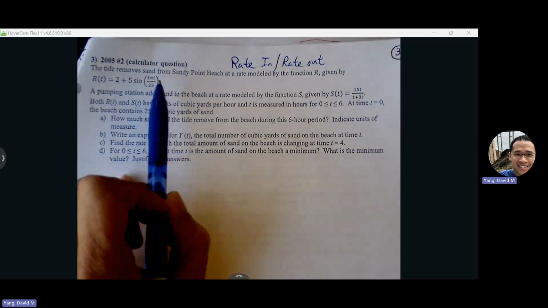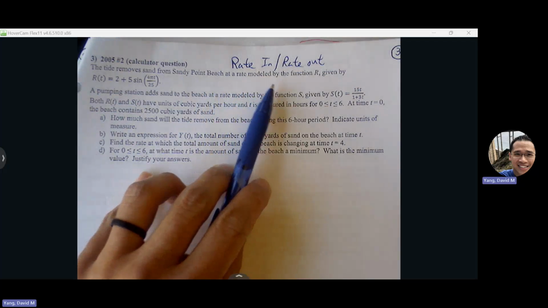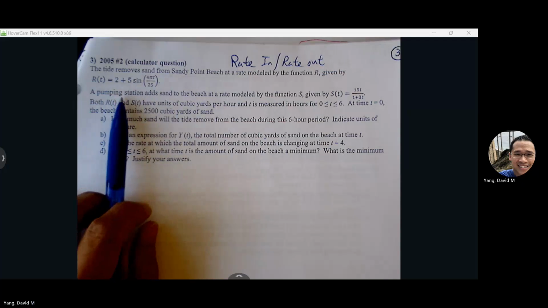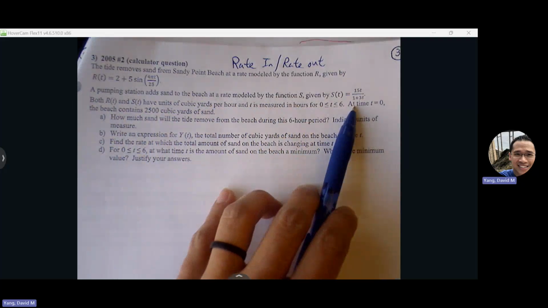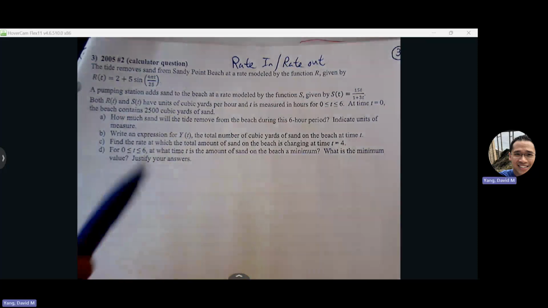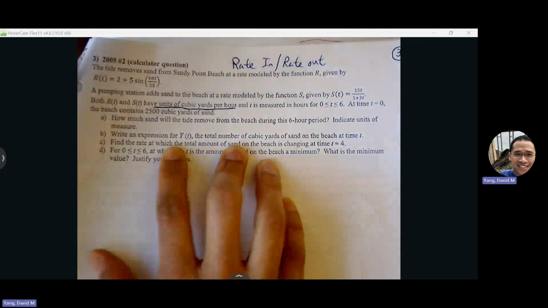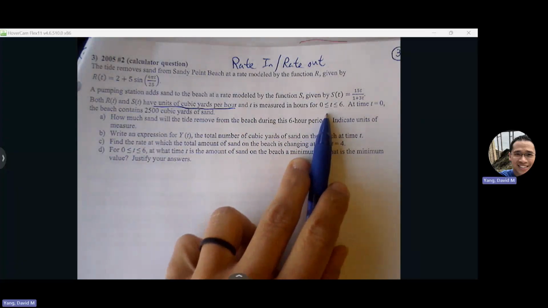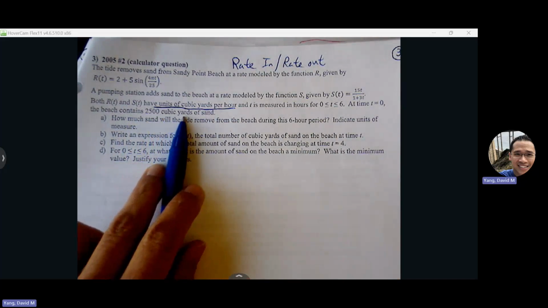The tide removes sand from Sandy Point Beach at a rate modeled by the function R, given by R of t. A pumping station adds sand to the beach at a rate modeled by S of t. Both R of t and S of t have units of cubic yards per hour. Right. And then t is measured in hours between 0 and 6. At time t equals 0, the beach contains 2,500 cubic yards of sand.